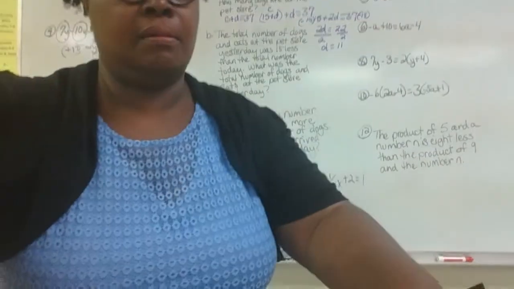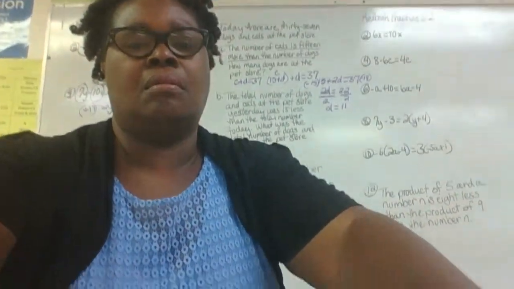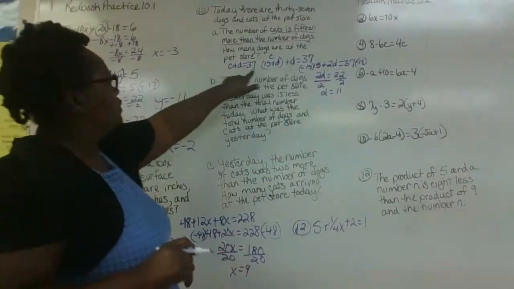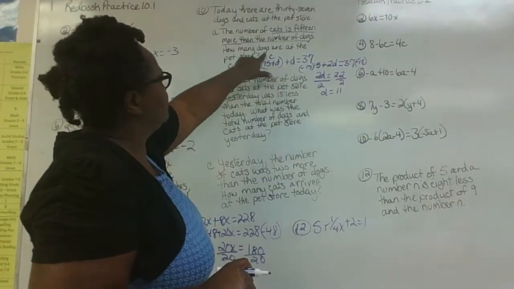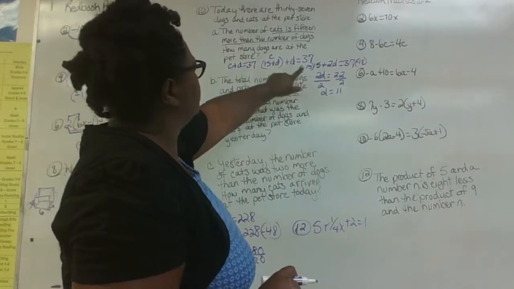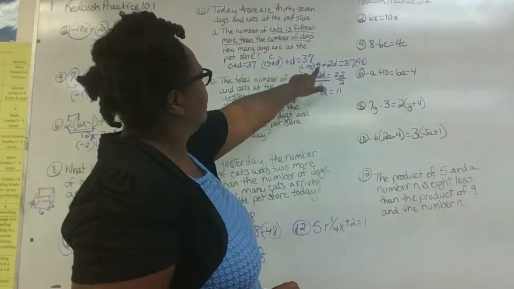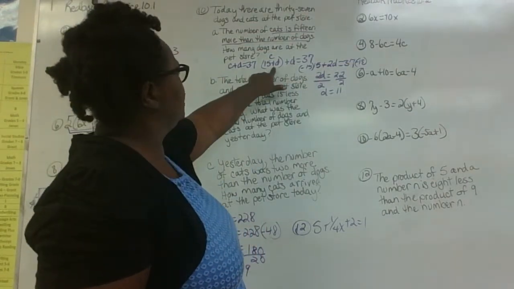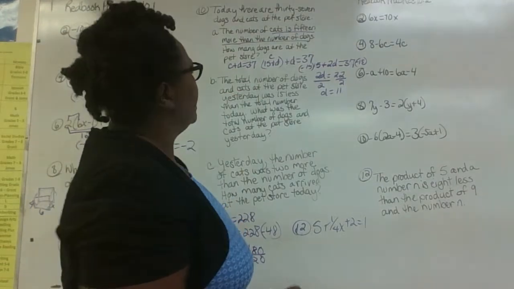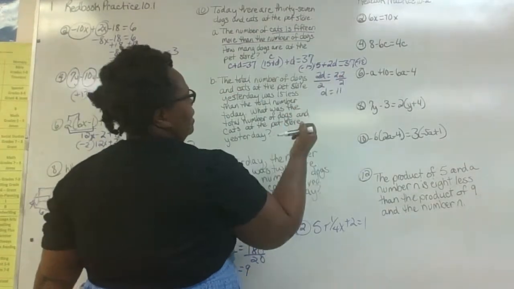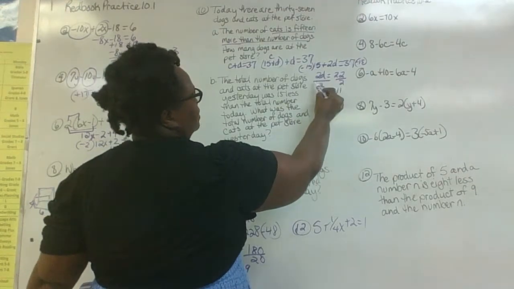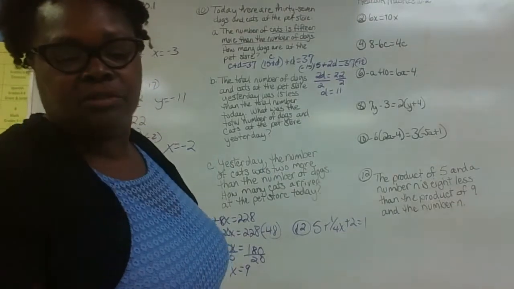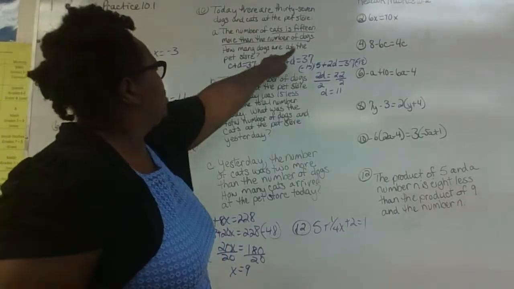Okay. Hopefully you saw that. 15 plus D gives us cats, plus D the dogs, all together equal 37. So we have 15 plus 2D equals 37. That was our equation right here. Then we take 15 from both sides. We're left with 22. Divide both sides by 2. D is equal to 11. So we have 11 dogs. And that answers question A, because it says how many dogs are at the pet store.